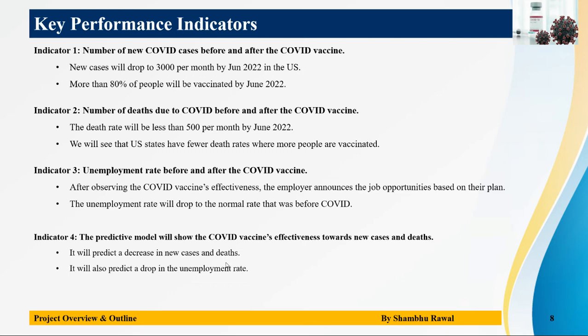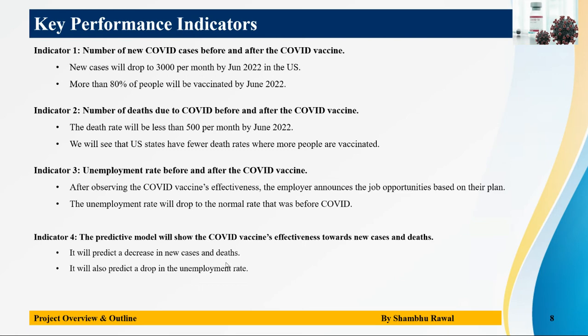The other indicator I have is the number of deaths due to COVID before and after the COVID vaccine. The death rate will be less than 500 per month by June 2022. That's my assumption. I also believe that we will see that US states have fewer death rates where people are vaccinated. As I mentioned in the above indicator, the COVID new cases will drop. The dropping of new cases will have a positive impact on the death rate.